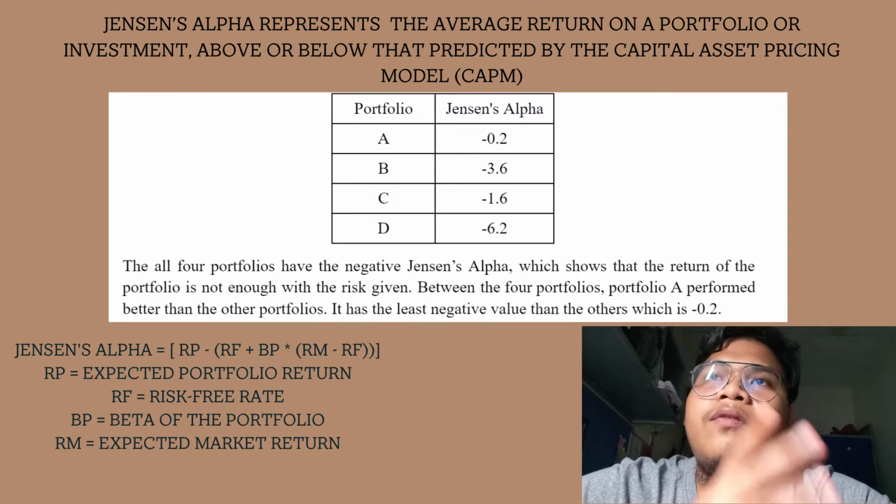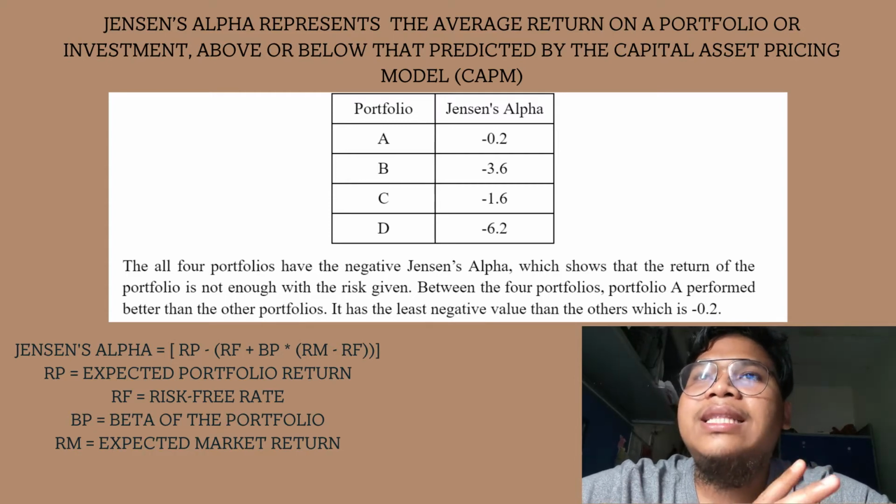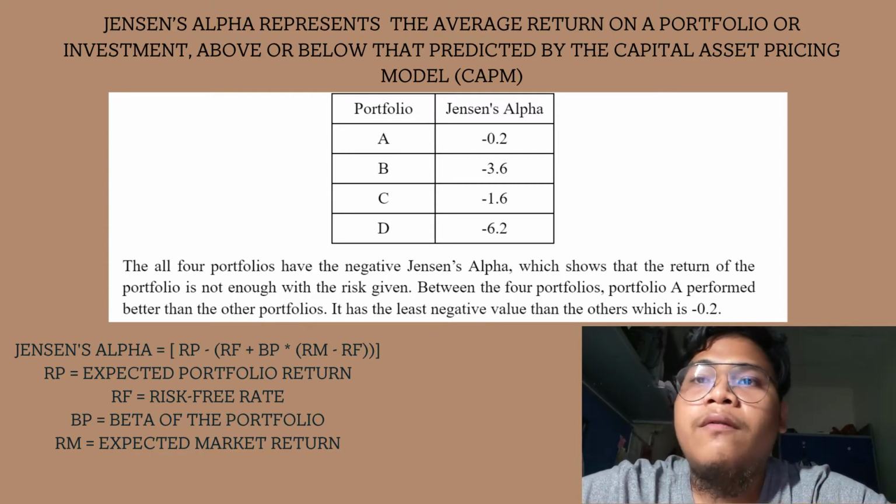So between the 4 portfolios, portfolio A performed better than the other portfolios, as the value is negative 0.2, which is the least negative value among the other 3.